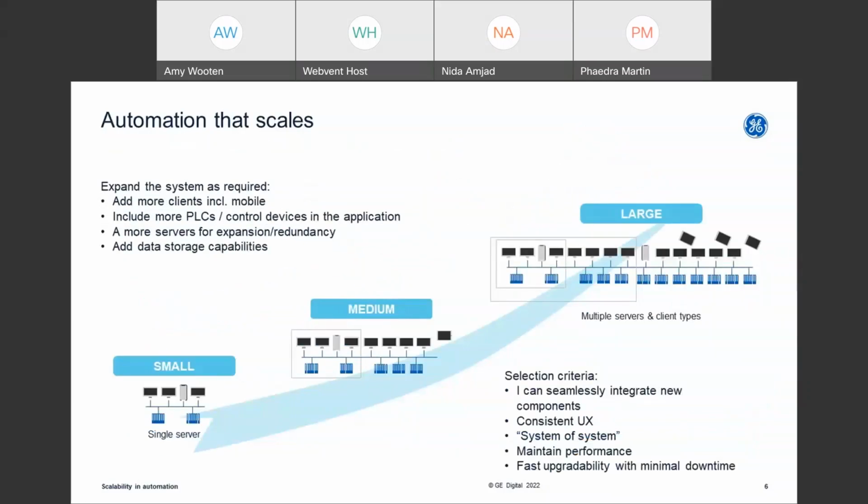Okay, so as we are looking at deployment and scale, one way to look at this is from more of a server or systems perspective, right? Some things to really focus on here are: are you able to seamlessly integrate new components into your systems and solutions? Are you able to have consistent user experiences, like I mentioned earlier? The other key thing here, which I think is really important, is that when you're thinking about scale, you want to think about solutions that have what we call a system of systems.